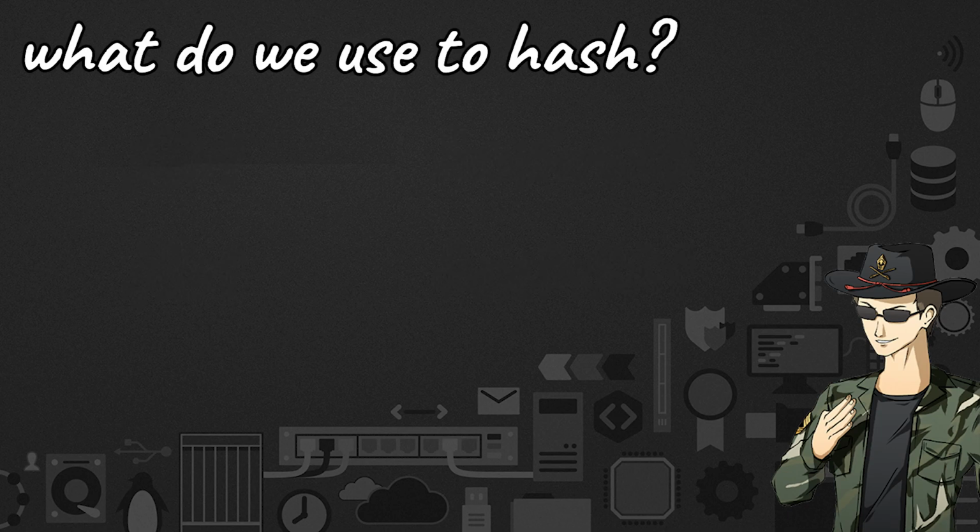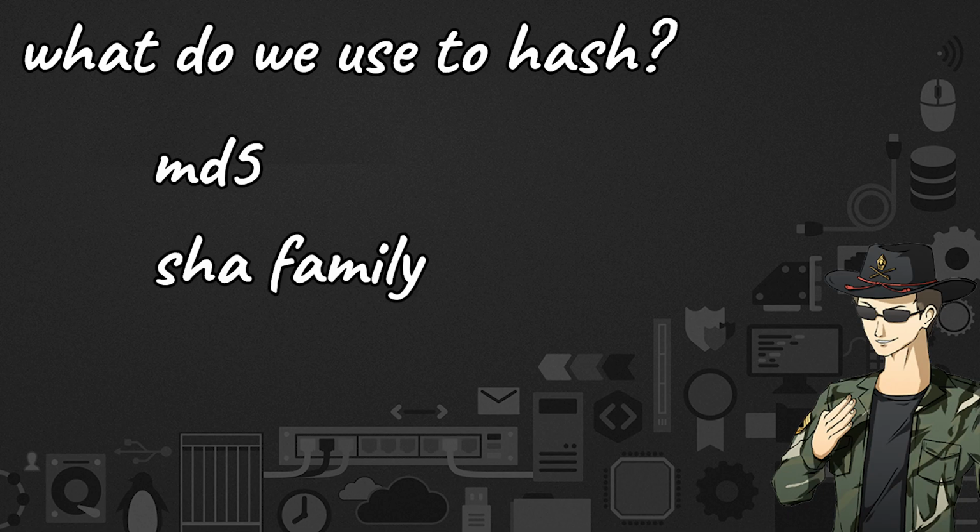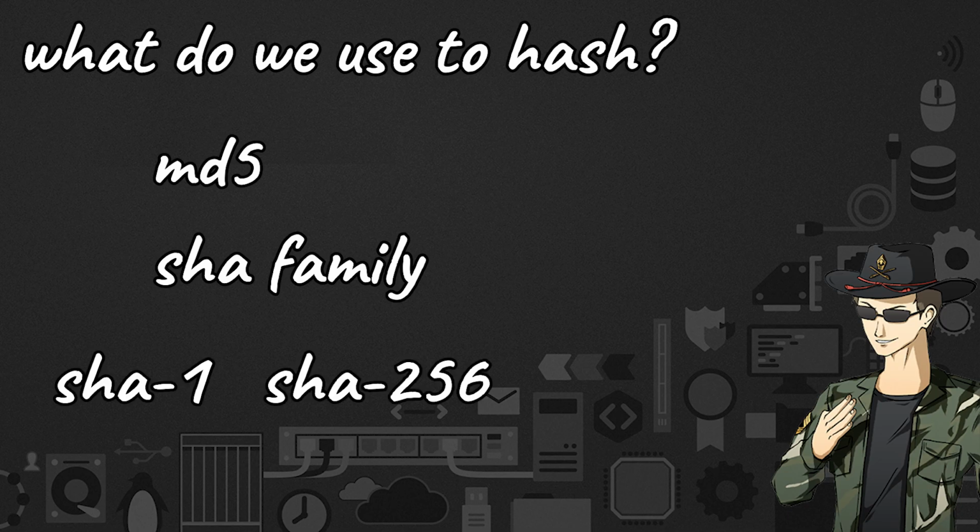Now, there are 2 specific types of hashing that you'll see in the CompTIA exam, and one of them is specific with MD5. MD5 is an older hash technique that we have used in the past. And then we have the more broad term, the SHA. And this is the SHA family. So we have SHA-1, SHA-256, and some others.